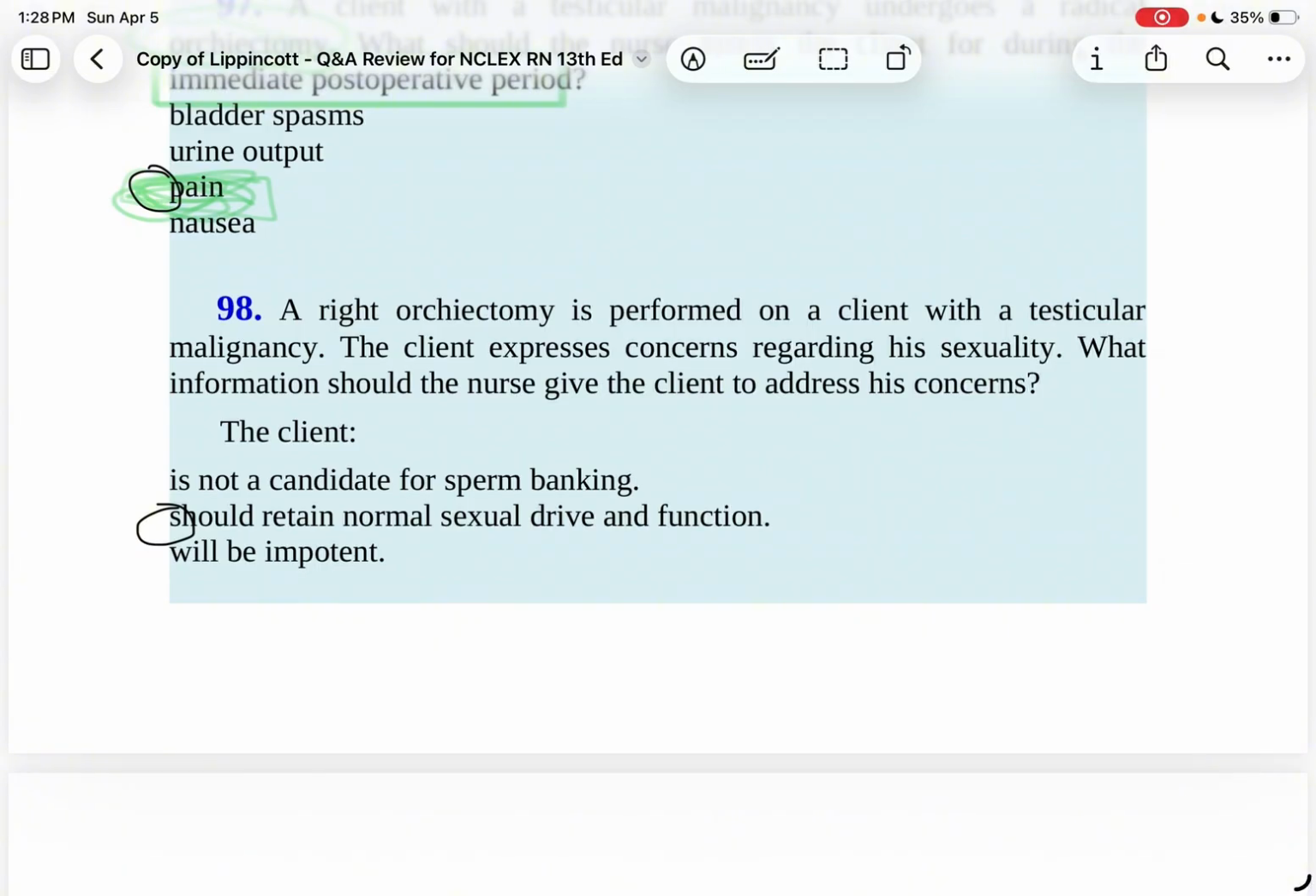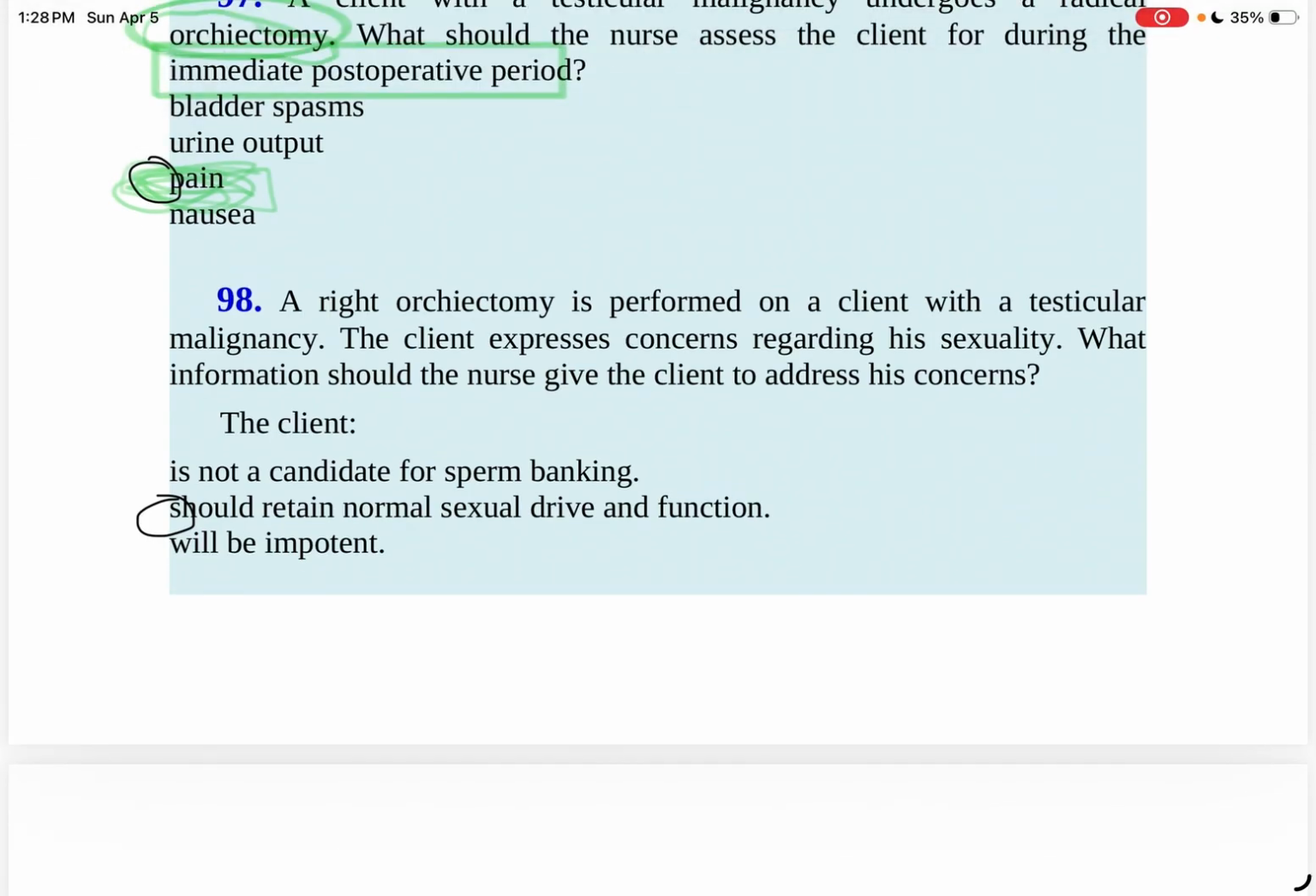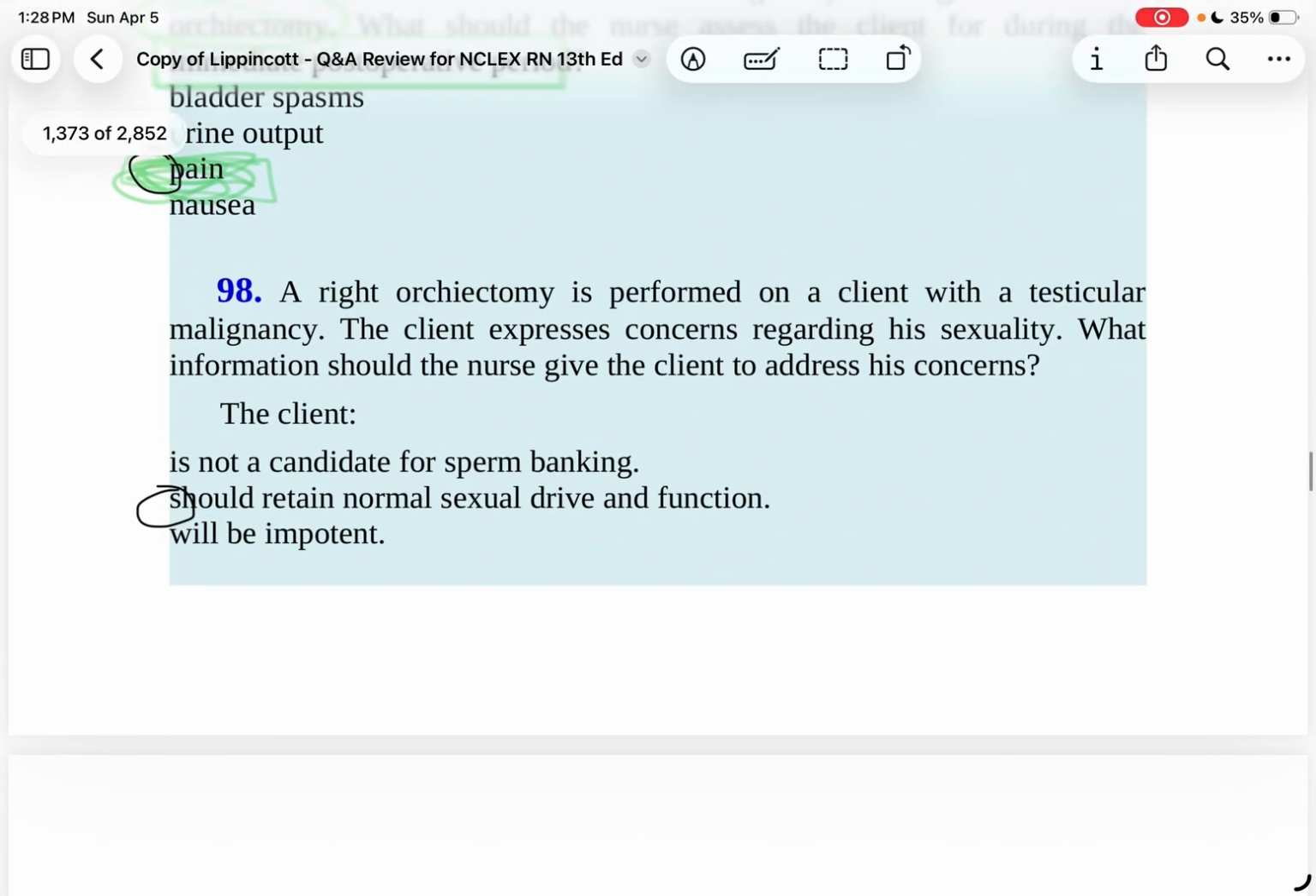Right orchiectomy is performed on a client with a testicular malignancy. The client expresses concerns regarding his sexuality. What information should the nurse give the client to address his concern? He should retain normal sexual drive and function. Kung maka-affectuhan imong isa ka testis, naa pa may isa ka testis. So, it's not that much of a problem.